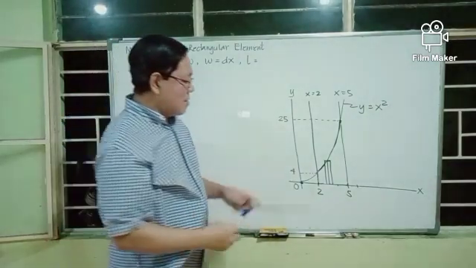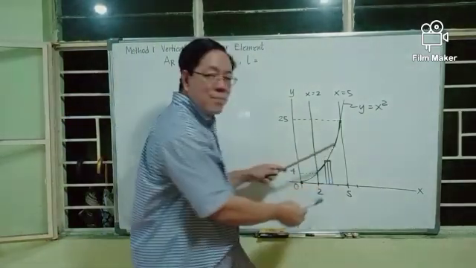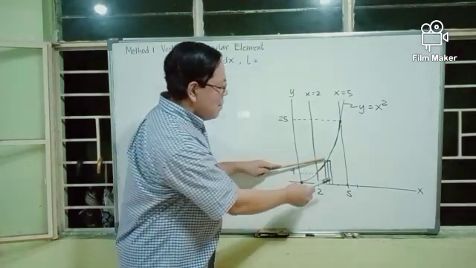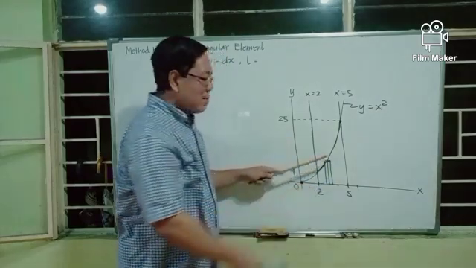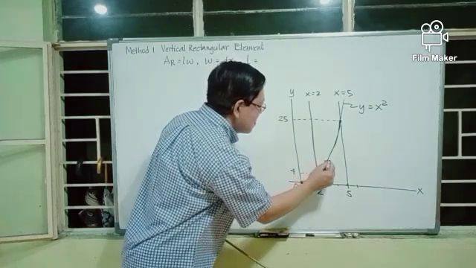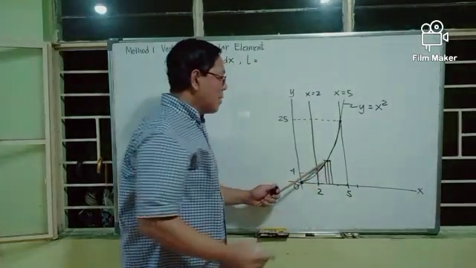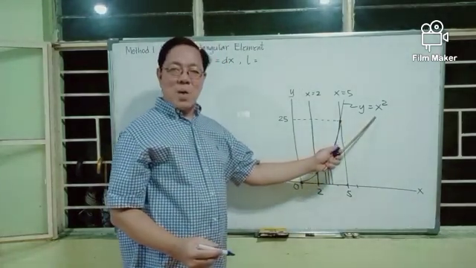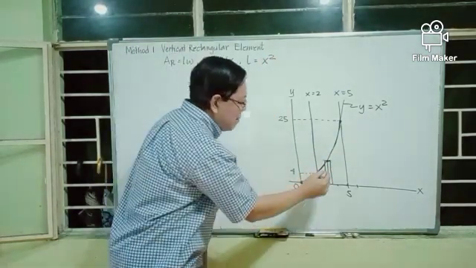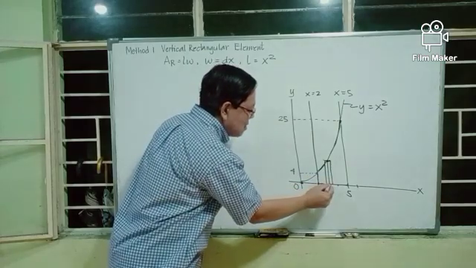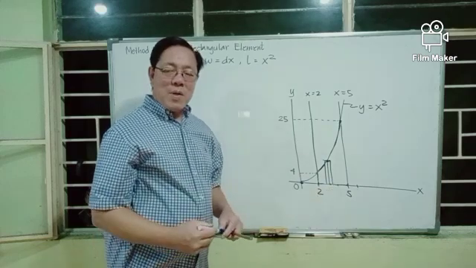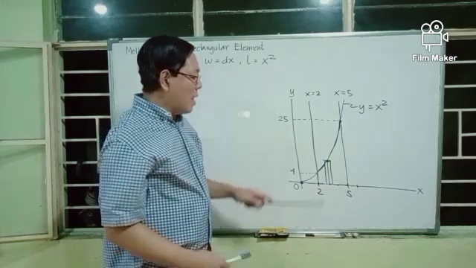And the length is the length of the parabola, and it is the difference between the value of y at this point minus the value of y at this point. At this point on the parabola, the value of y is given by x squared, minus the value of y at this point. So the length of the parabola is the difference between two y values.